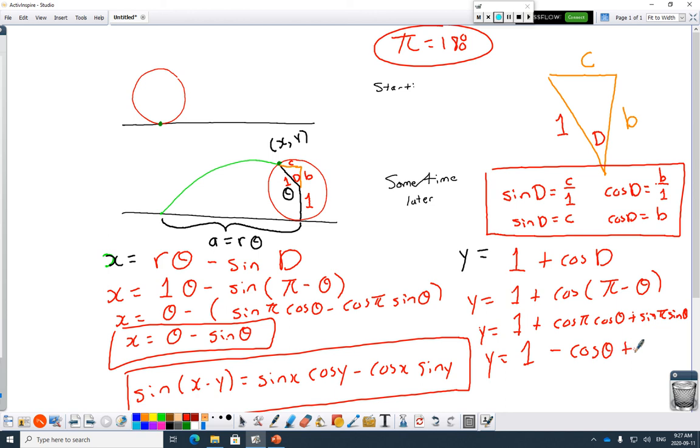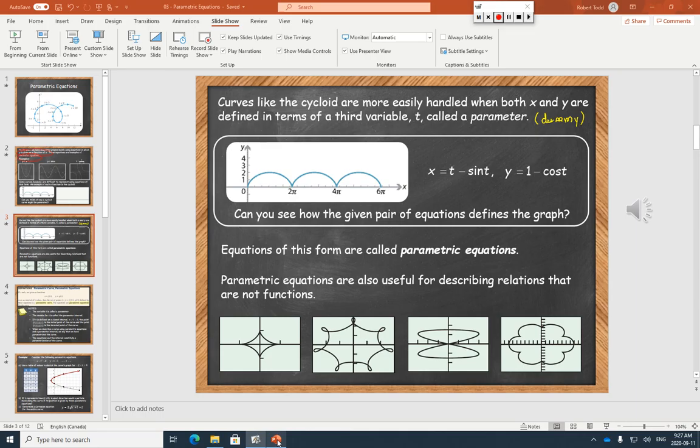Sine of pi, let's see, sine starts here. By pi, it's back down to 0 again. That's a 0. And I get nothing there, so 1 minus cos theta. How'd I do? 1 minus cos t. They use t. It's a dummy. It doesn't matter. Whatever you want. Okay, back to what I was saying on this slide, though.